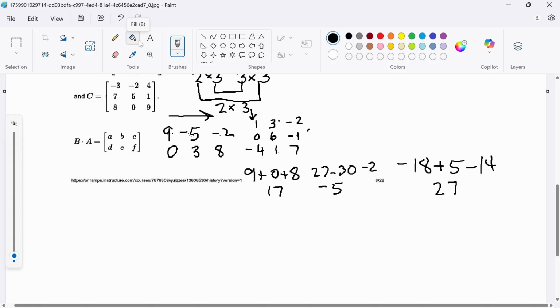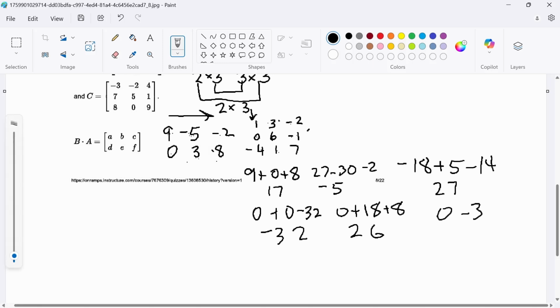Then I'm going to do the second row. 0 times 1 is 0, plus 3 times 0 is 0, plus 8 times negative 4 is negative 32. So in that spot I've got negative 32. Then I'm going to do 0 times 3 is 0, 3 times 6 is 18, and 8 times 1 is 8. 18 plus 8 is 26. And then for the last spot in the second row, 0 times negative 2 is 0, 3 times negative 1 is negative 3, 8 times 7 is 56.